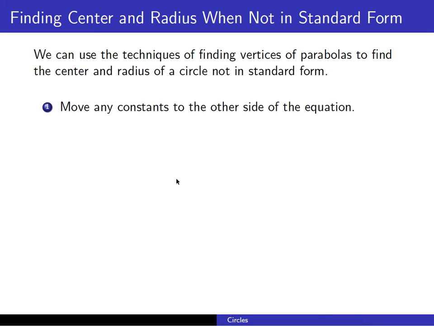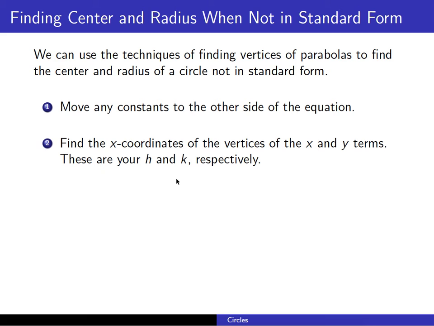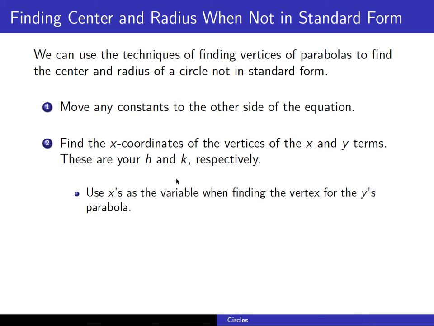It's pretty much a process of getting all the constants onto one side of the equation. So we'll have all of our variables on one side, our x² and y² and x and y terms on the left, and we'll move our constants without variables to the right. And then we're going to find the x coordinates of the vertices of the x and the y terms. Those are going to be the values of h and k respectively. It'll make a little more sense when we actually go through a couple examples, so don't fret if you don't understand what this means just at the moment.